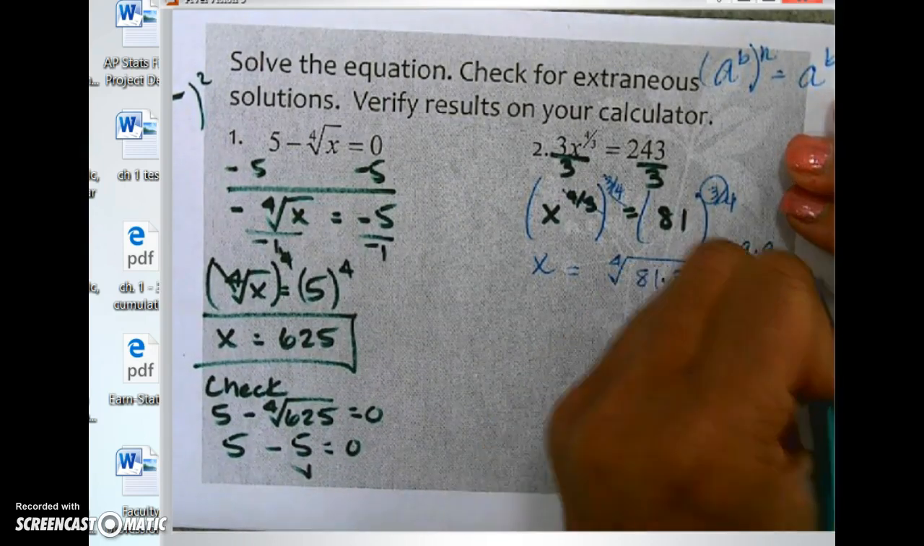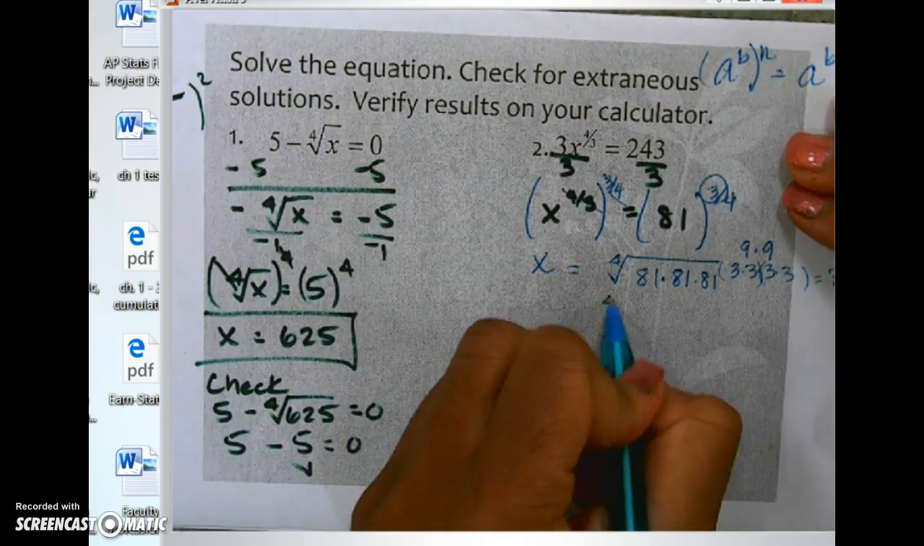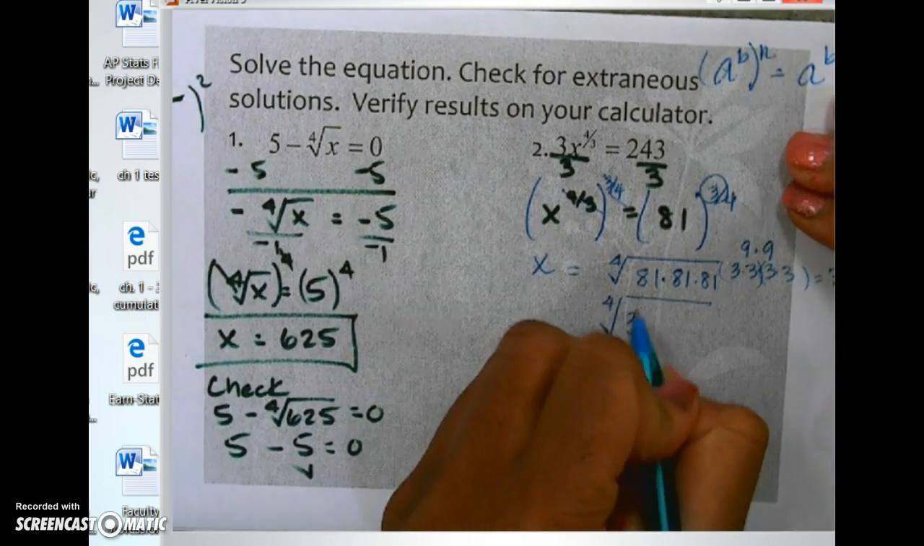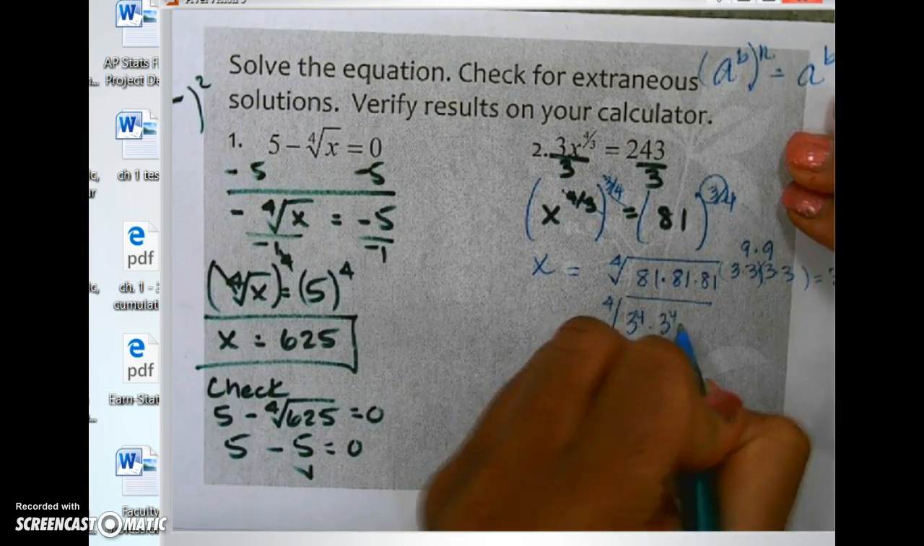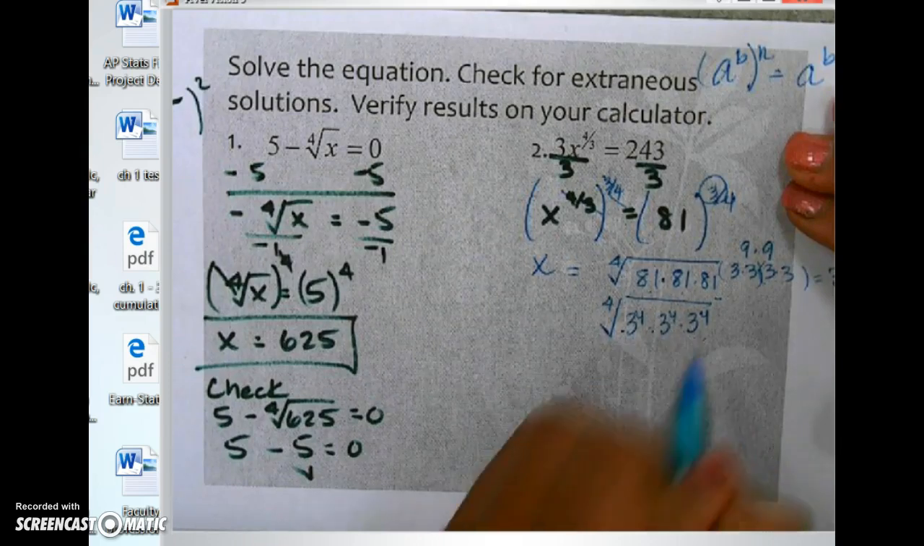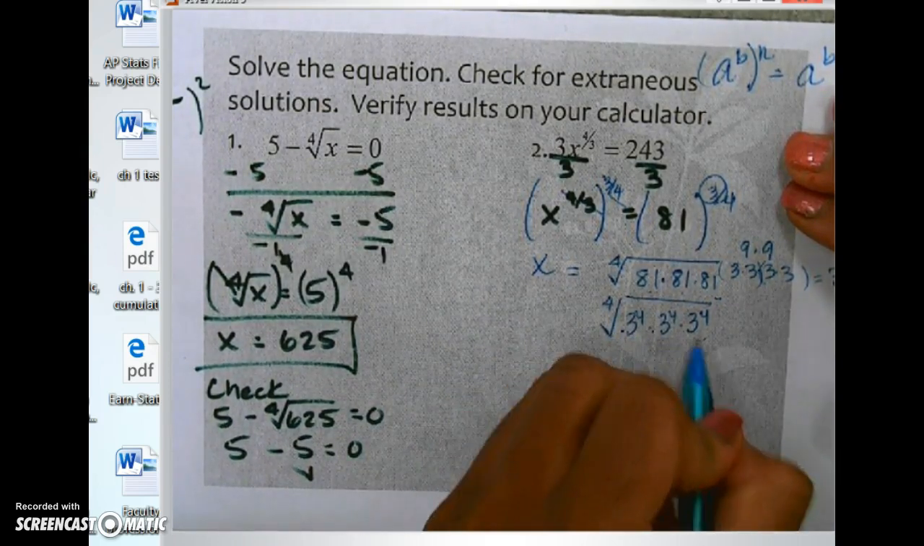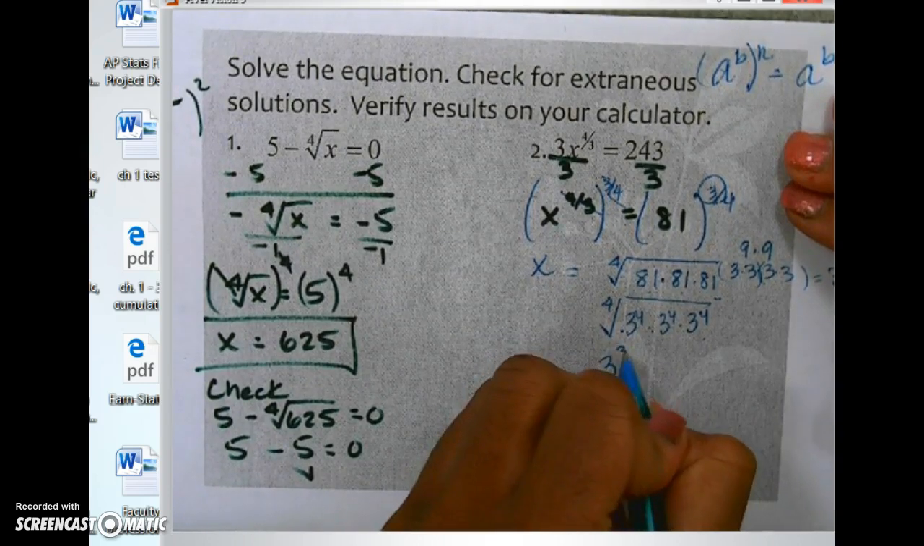So 81, we know, is 3 to the 4th. So what we're saying is this is the fourth root of 3 to the 4th times 3 to the 4th times 3 to the 4th. There's 3 of them. 1, 2, 3. Well, how many perfect 3's do I have? I have 1, 2, 3 of them. 3 to the third power.